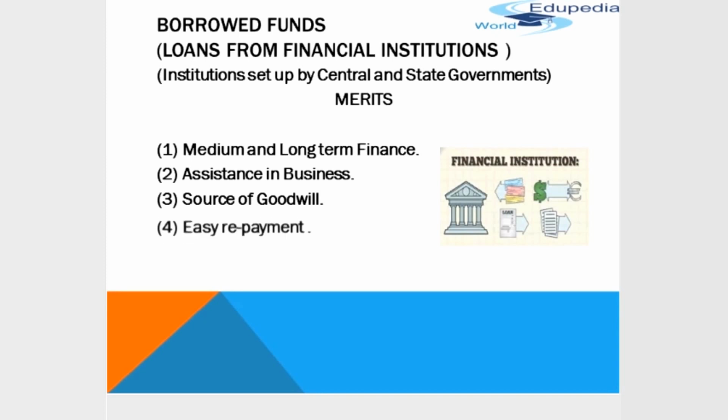sources as well. Another advantage is easy repayment. Loans from financial institutions do not lead to a higher burden on the business as loans can be easily repaid in installments. Another advantage is financing at all times. Financing at all times means financing even during depression or recession of a country. Funds can be raised from financial institutions even during periods of depression or recession when other sources of finances are not available. So these are the merits of loans from financial institutions.